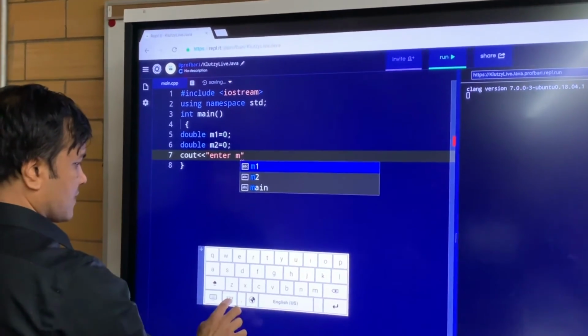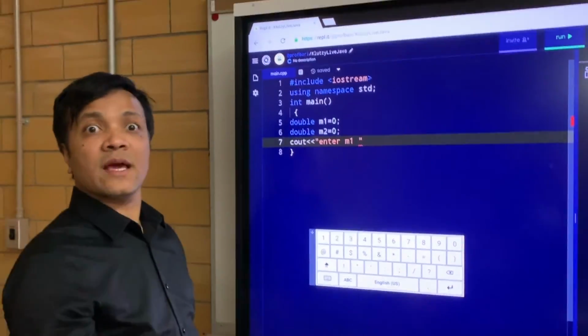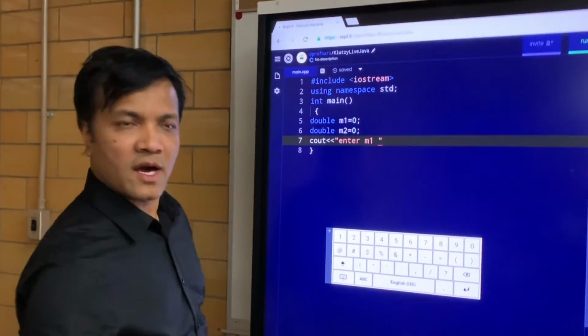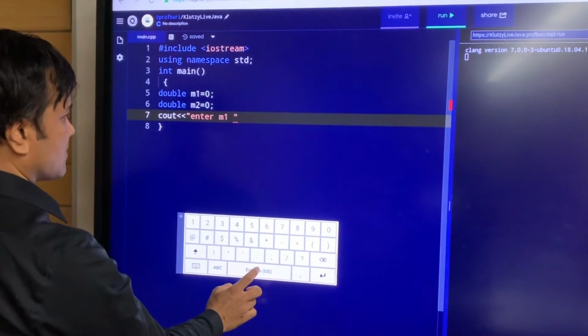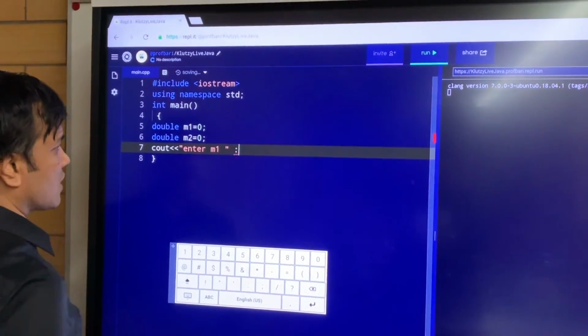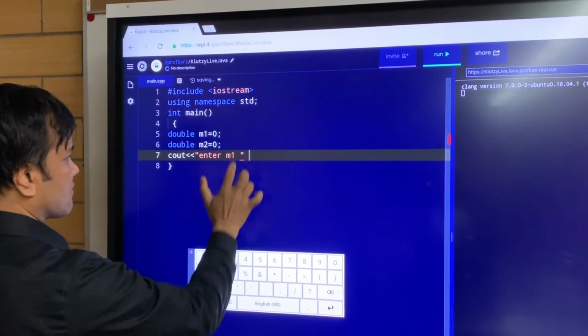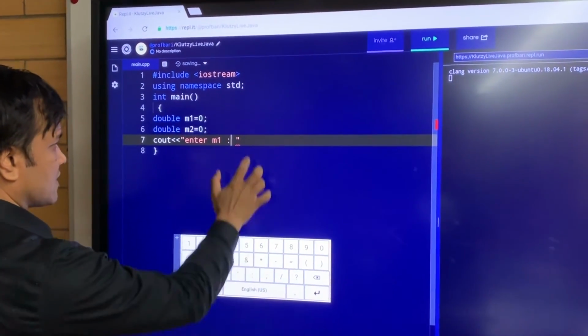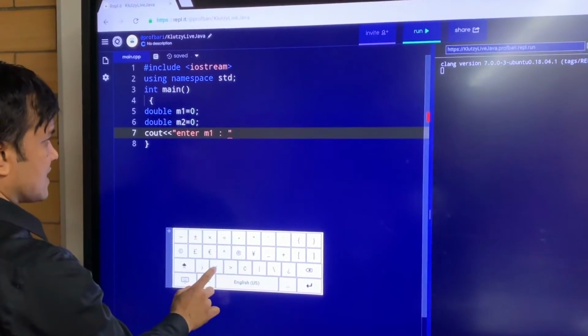M1. M1 tells the computer, all right, ask for M1, and then the user will give M1. So I'm done with this. I'm going to leave some space and put a colon, and make sure I have everything right here, the colon and everything, and then I'm going to put less than again.